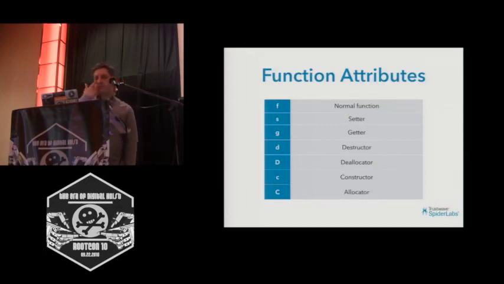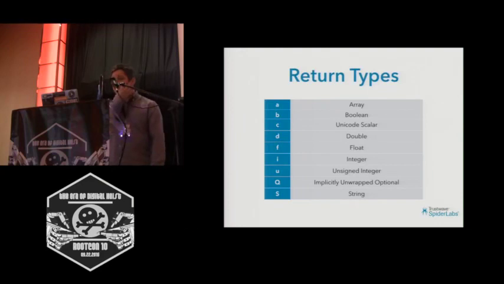So the different function attributes. The lowercase f just represents a normal function. Then lowercase s and g represent your set and getter methods. Your lowercase c and d are your constructor and destructor methods, and then your uppercase C and D are the allocator and deallocator methods. Return types, again, so A for array, B for boolean, it's pretty straightforward, right? F for float, I for integer, uppercase Q for implicitly unwrapped optional, and uppercase S for string.